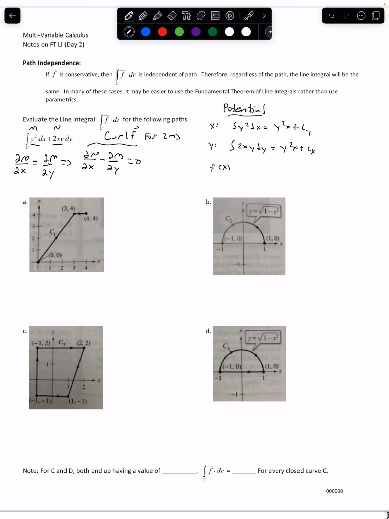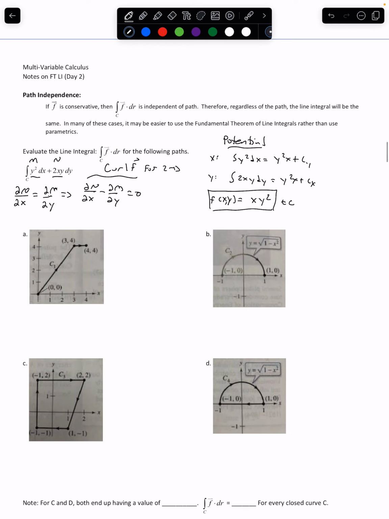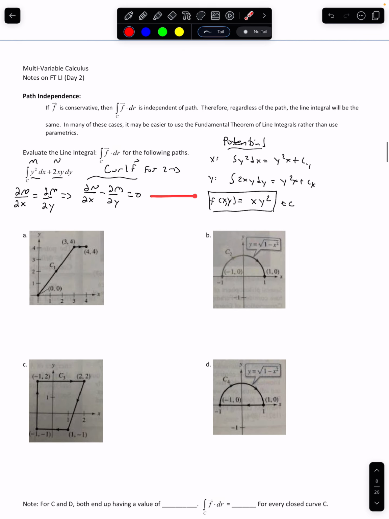So our potential function is just going to be this xy squared, and there's plus some constant, but to use the fundamental theorem, we only want to get the original function. Now, remember, this comes from Cal 1. If I can find the antiderivative, remember, the vector field comes from my gradient, which is just a list of my derivatives. Given those derivatives, we found the function that gave us all of those derivatives. And now we're just going to evaluate that.